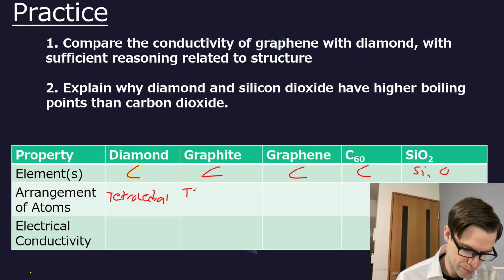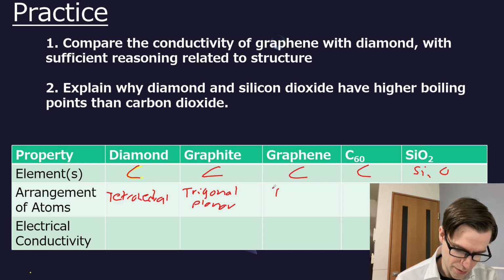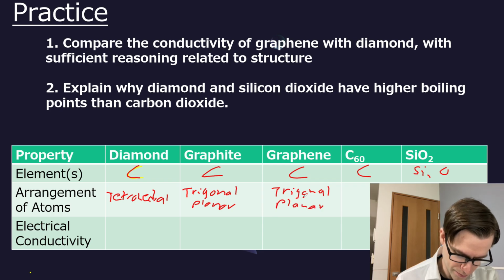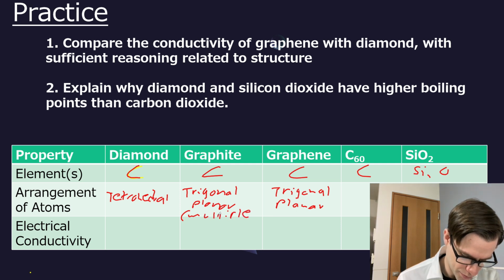Graphite is trigonal planar. Each carbon has one double bond and two single bonds. Graphene is also trigonal planar. So what's the difference? It's just that graphite is multiple sheets, so we'll also include that here. Multiple sheets of graphene stacked with each other.